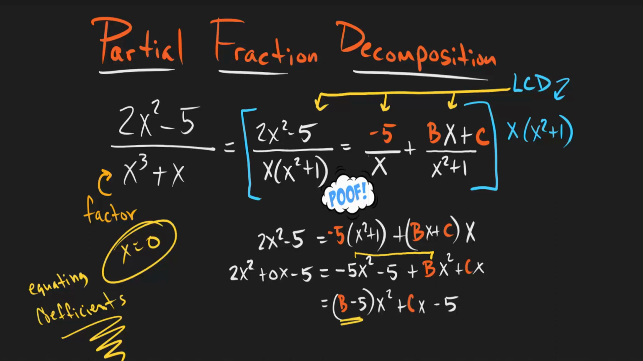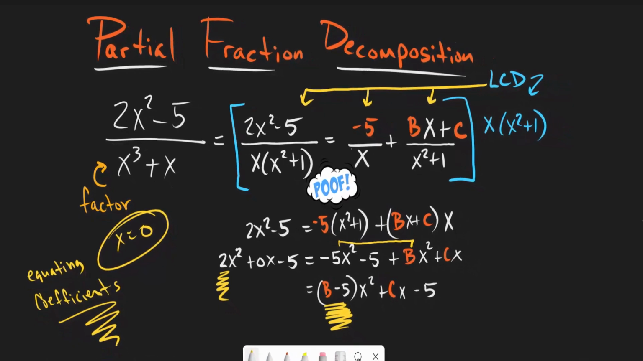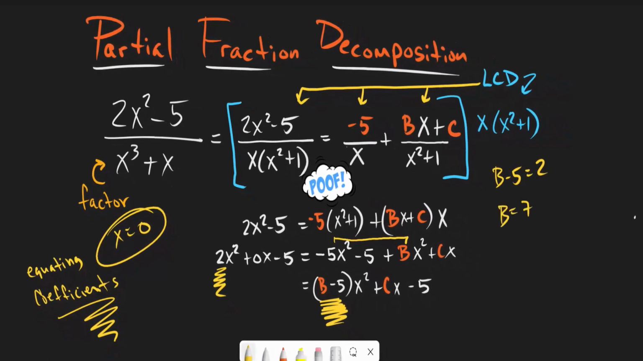So check it out. This right here is the coefficient of the x squared on the right-hand side. Now on the left-hand side, what is the coefficient of the x squared? Well, that's 2. So that allows us to set up an equation here off on the side. So b minus 5 is equal to 2. So we solve for b, and b is equal to 7. Great.